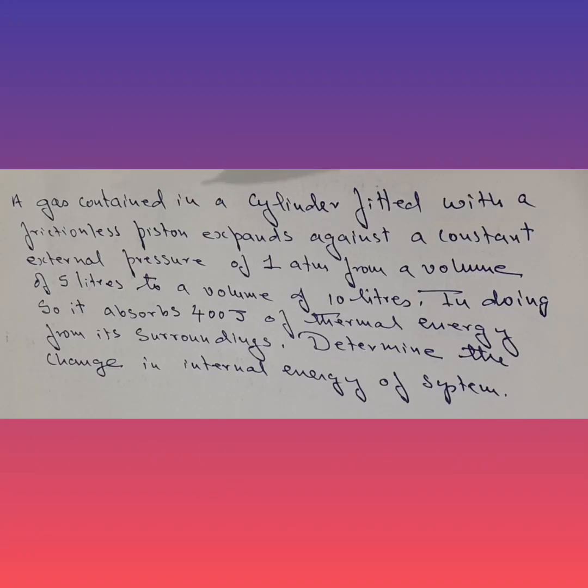Okay guys, this is a question from textbook itself. This would help my purpose, obviously from physics. A gas contained in a cylinder fitted with a frictionless piston expands against a constant external pressure of 1 atmosphere from a volume of 5 liter to volume of 10 liter. In doing so, it absorbs 400 joules of thermal energy from its surroundings. Determine the change in internal energy of system.